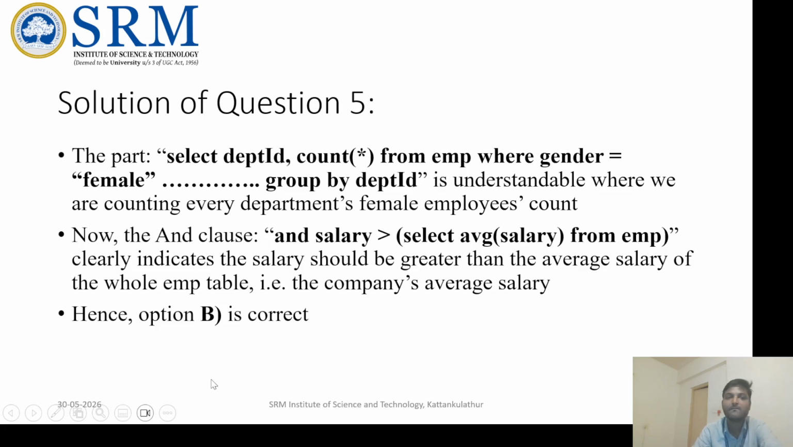Okay, so the explanation is like I have told you. The part select department ID, count from employee where gender is female group by department ID is understandable, where we are counting every department's female employee count. So this first part is okay. Second, the inner query, and now the AND clause, salary greater than this one. The inner query clearly indicates the salary should be greater than the average salary of the whole employee table. That is the company's average salary. So option B is correct.